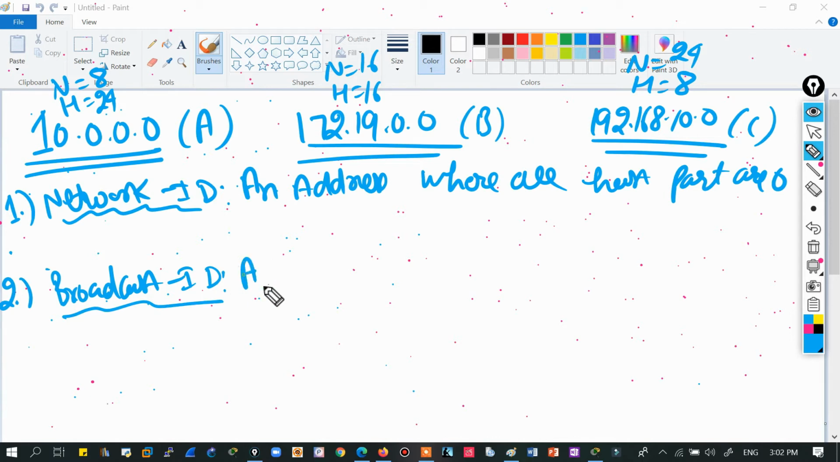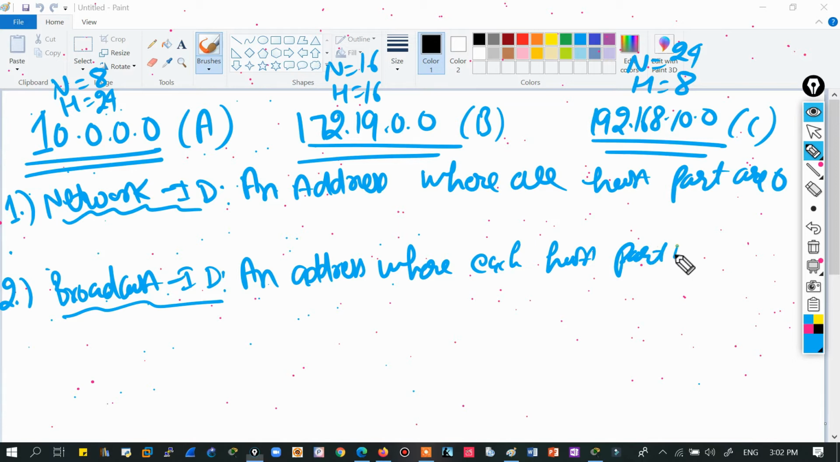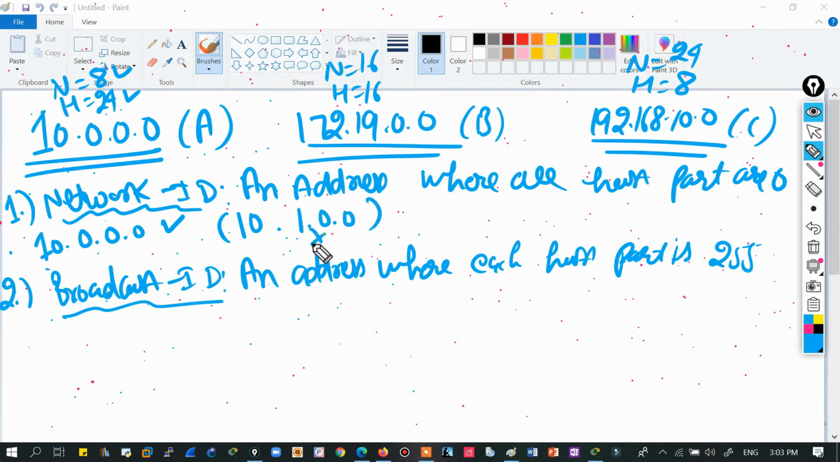Broadcast ID, an address, ID means identification, means address, where each host part is maximum. And what can be the maximum number? 255, right? So this is the network part. 8 bits means 1 octet and 24 bits means 3 octets. So this is your network part. I have written 10.0.0.0. So yes, this is the network ID, but when you change some host part, 10.1.0.0, this is not a network ID, because all host parts are not 0.